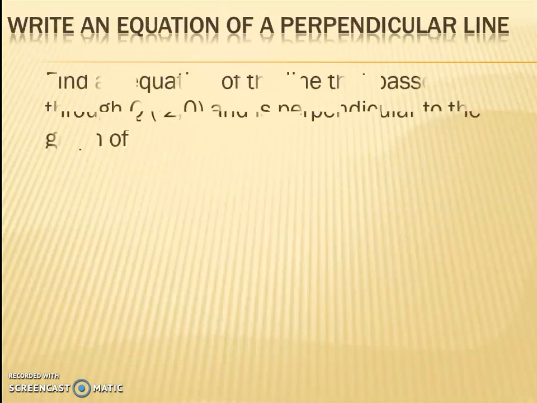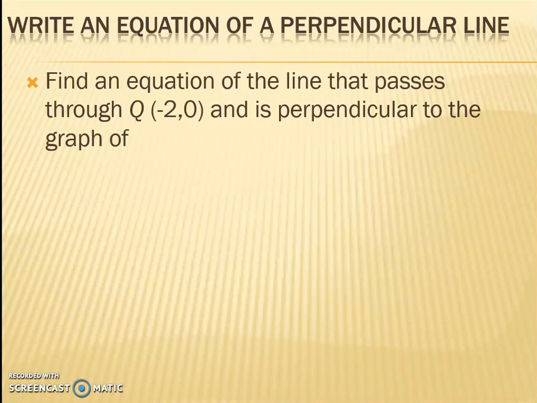Next one, we're going to write an equation of a perpendicular line. Find an equation of a line that passes through negative 2, 0, and it is perpendicular to the graph of y equals negative 2x plus 4. Please pause the video and solve this one again too. Pause the video. Let's go over the answer.